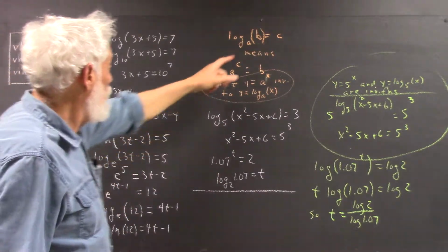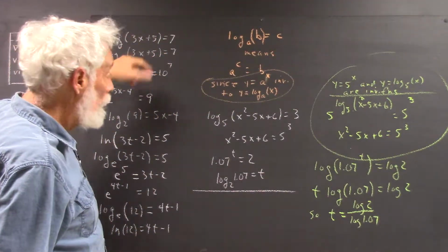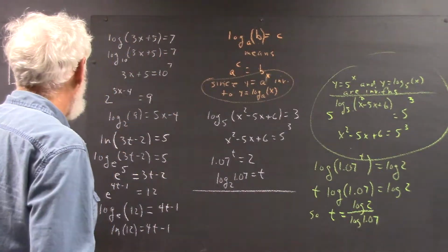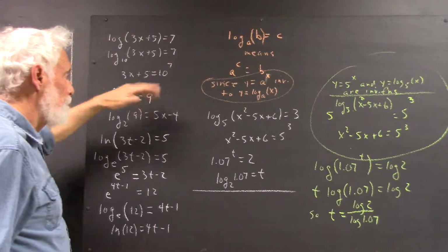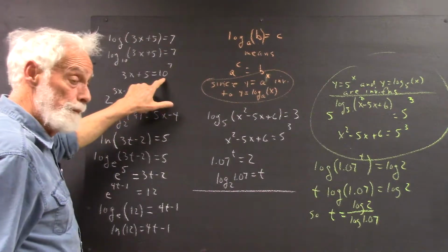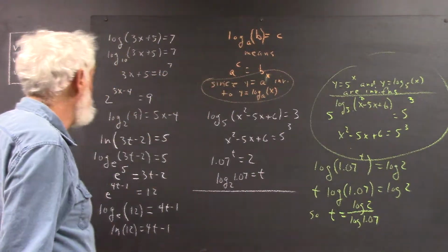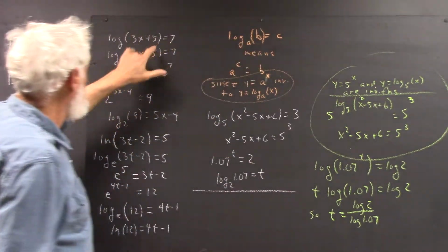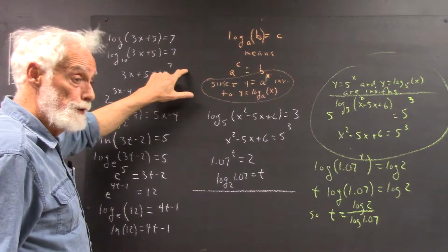So we see that a, which is the base of the log, is 10. B, which is what the log is of, is 3x plus 5. And c, on the other side of the equal sign, is 7. So now I've written this in reverse form, b equals a to the c. A is 10, c is 7, so we have 10 to the 7th. That's our a to the c, and that equals b, what we took the log of, our 3x plus 5. So we translate this into the form 3x plus 5 equals 10 to the 7th.